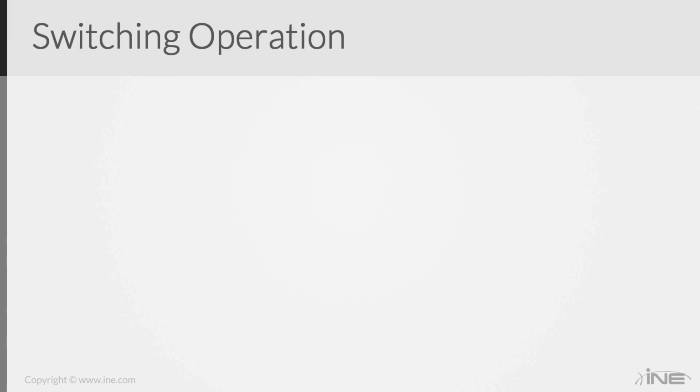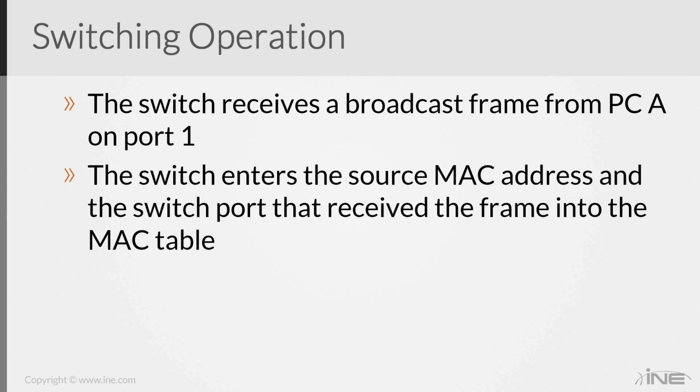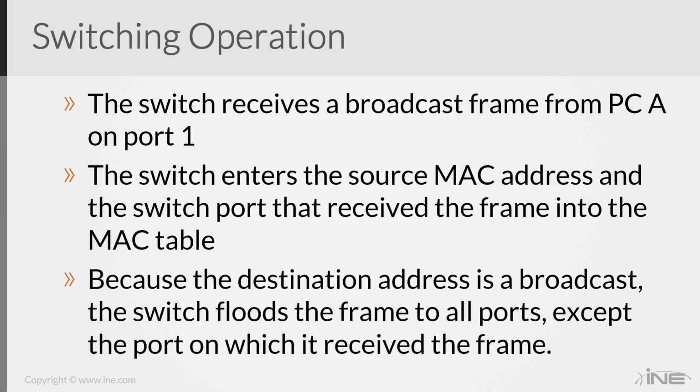Now, switching operation. How does this do what it does? The switch receives a broadcast frame from PCA on port 1. The switch enters the source MAC address and the switch port that received the frame into the MAC address table. So that's going to take the MAC address that was learned on that port from that computer. It's going to map the port it was learned on to the MAC address that it learned. Because the destination is a broadcast, this is an example of how ARP works, if you didn't already know that. The destination address is a broadcast. The switch floods the frame to all ports except for the port on which it was received.